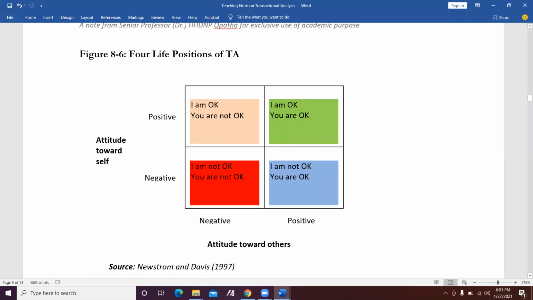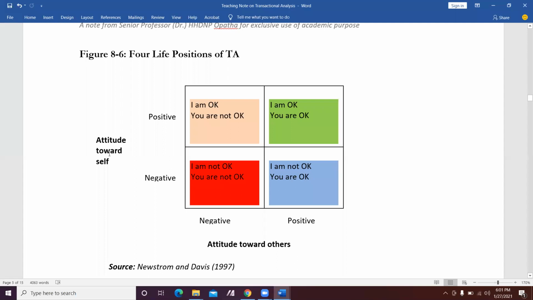Horizontally, attitude towards others. Think of yourself now. You have to understand these 4 life positions relating to you, relating to your life. Attitude towards others means this is your attitude about others, including myself. What is your attitude about me? What is your attitude about your friends and other people, parents and all?